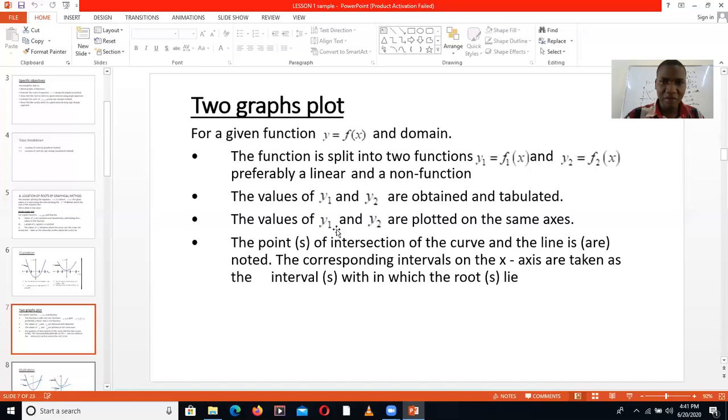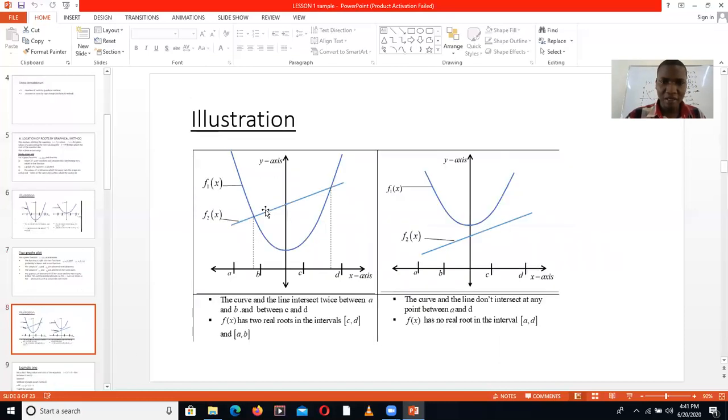Let's have a simple question here. Look at this curve on your left-hand side. You notice that we plotted y1 and y2, and they're intersecting twice in the interval A and D. So this confirms that the original function you split has 2 real roots. One is between A and B, and another one is between C and D.